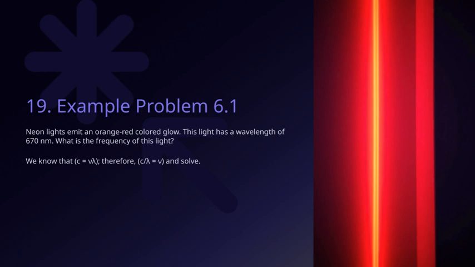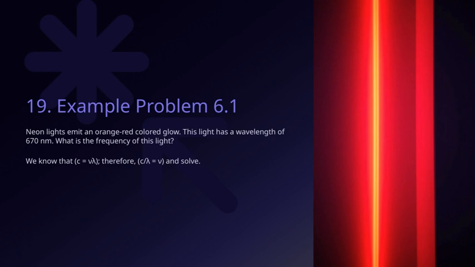So, we'll convert 670 nanometers into meters, which is 670 times 10 to the minus 9th meters. Once we have that, we simply divide the speed of light by this wavelength, and that will give us the frequency of the light in hertz. This calculation helps us understand the relationship between the wavelength of light and its energy, which is a fundamental concept in wave physics.